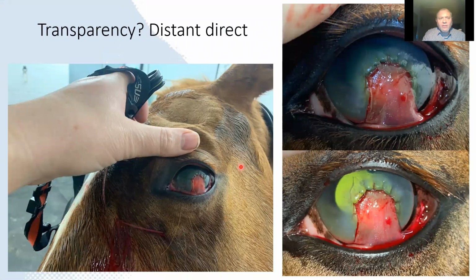So we talked about the question you want to ask: is it transparent or not? And the tool we use to answer that question is distant direct ophthalmoscopy. This is a horse with fungal keratitis who's had a conjunctival pedicle graft, one of the few indications we have in the horse nowadays. With the light off or on, we can look at the transparency of the stroma next to our graft and start to gain the information as to whether we need to worry about fungus growing back into that adjacent normal cornea.